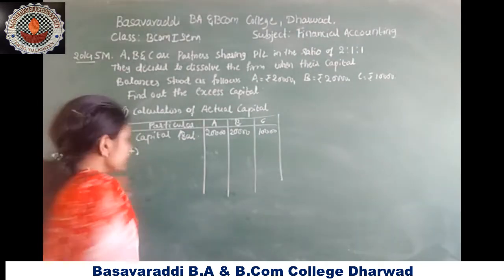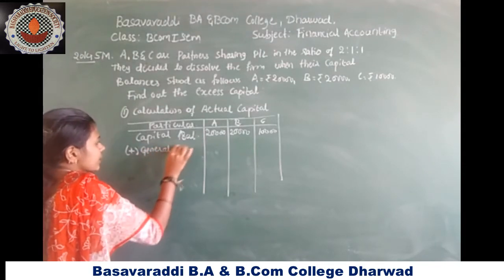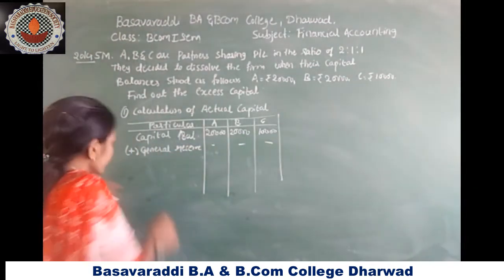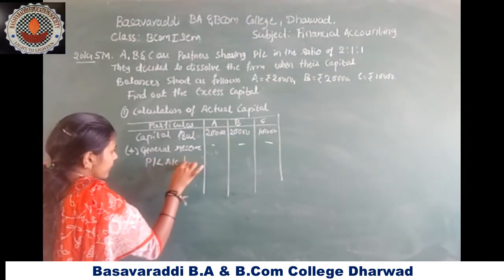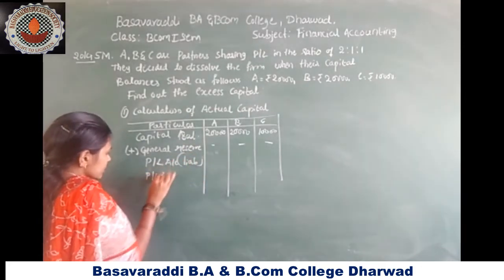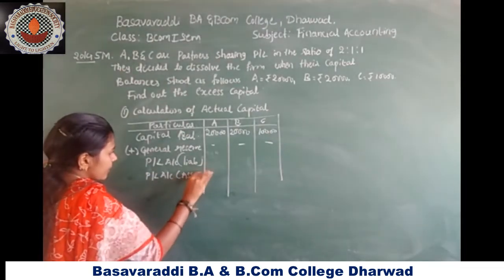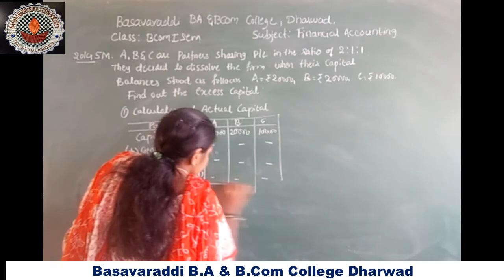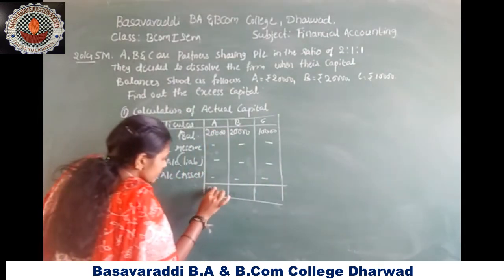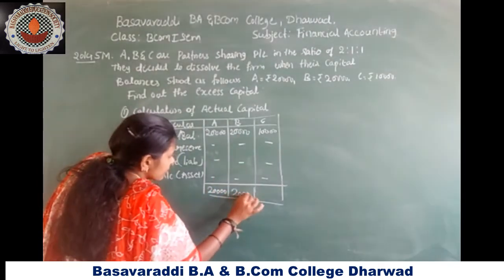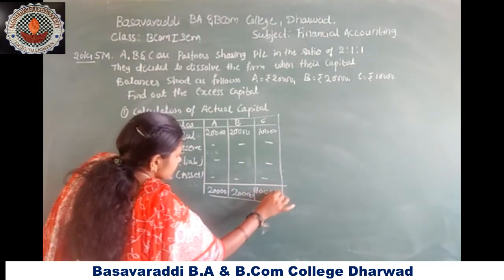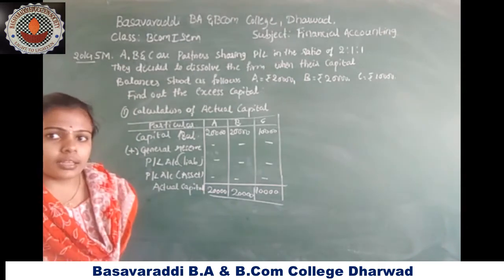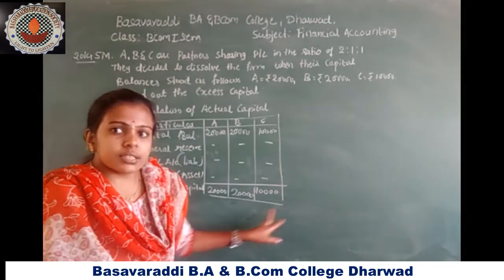And then general reserve. They have not given any general reserve, profit or loss account, liability side balance or asset side balance. So the actual capitals are 20,000, 20,000 and then 10,000.